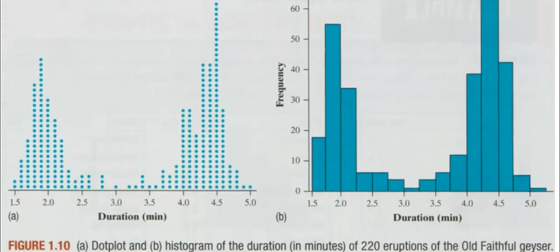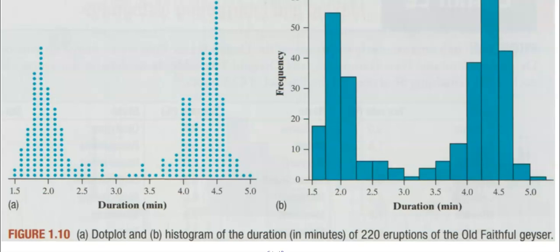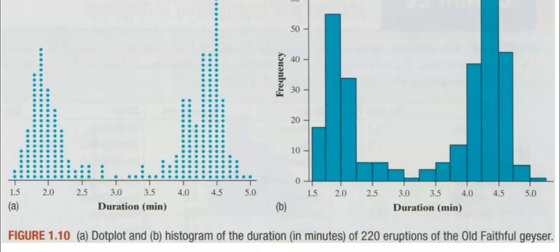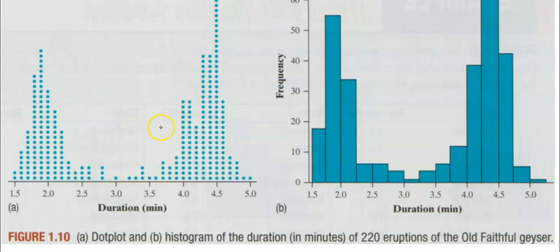So if we look at this, we've got a dot plot and histogram of the duration in minutes of 220 eruptions of the Old Faithful geyser. We've got a bunch of dots, and my histogram shows the same set of data, which, because minutes of a duration, depending on how you're measuring it, they apparently measured to like the nearest tenth, but that could be considered a continuous variable. So you can see this first bar goes from 1.5 minutes to 1.75 minutes, and then from 1.75 to 2, from 2 to 2.25, from 2.25 to 2.5.